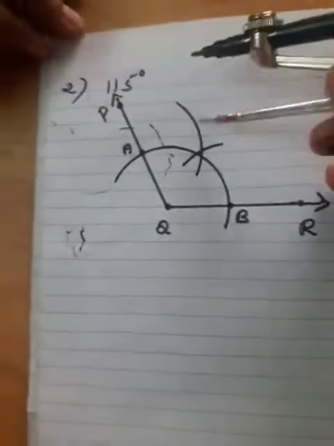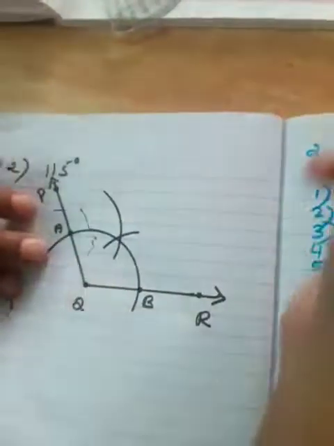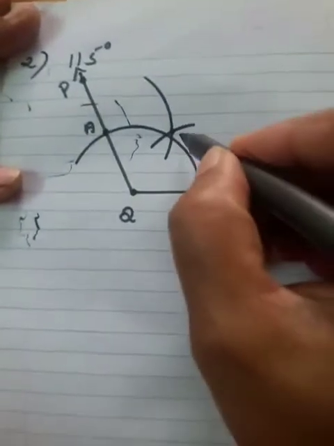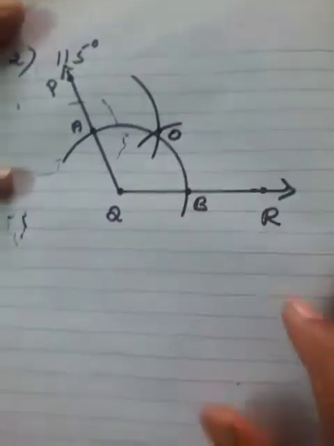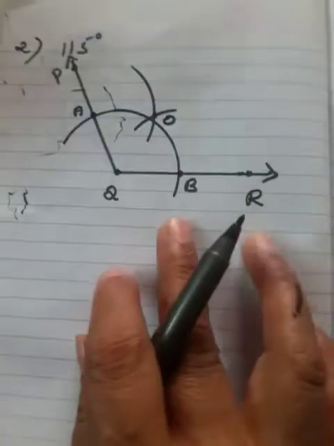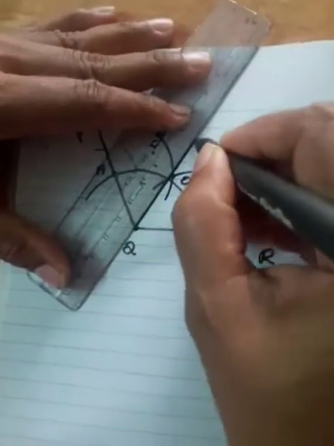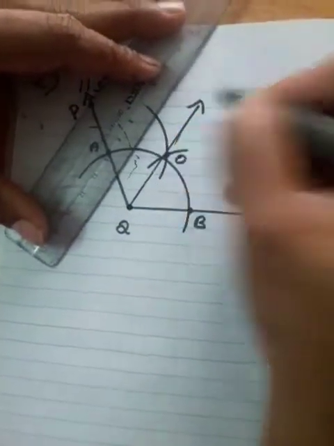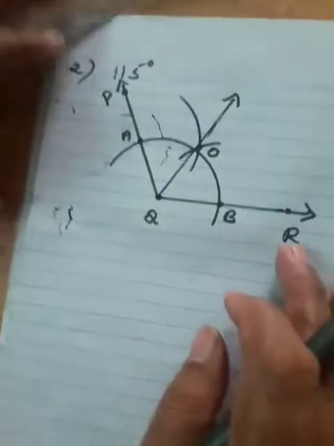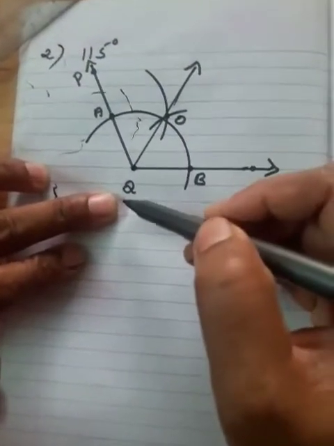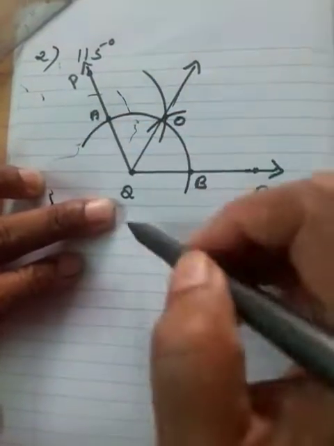Okay. Now these two arcs intersect each other at one point. So name this as O. Now join O and Q. O and Q. So here which is a bisector? This we have drawn, correct? This is the bisector of angle PQR.